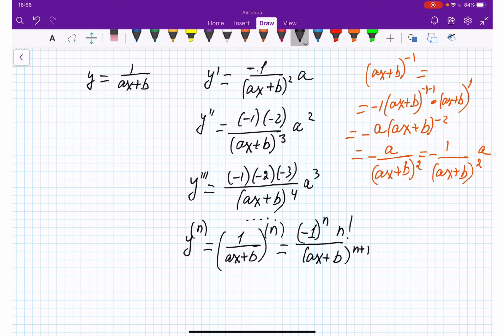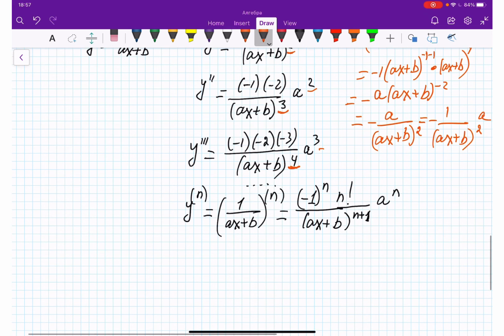Look here, we have here degree 2. We have here degree 3. We have here degree 4. And we are getting n plus 1. And multiplying by a to power n, right? So degree 1, degree 2, degree 3, and so forth. So this will be the general formula for the nth order derivative of the function.